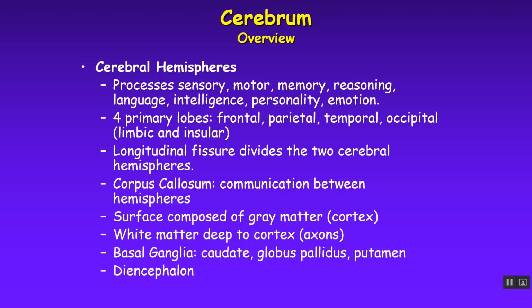The surface is composed of gray matter, just a few millimeters thick. That's where the cell bodies are, mostly, in the cerebrum. All the cell bodies are in that few millimeter thick layer of cortex. You do have a few deep nuclei, the basal ganglia or basal nuclei, that are stuck down in there, made up of the caudate, globus pallidus, and putamen. We'll point those out in a few minutes. And then the diencephalon, which is also cell bodies. It's a group of nuclei, our thalamus and hypothalamus together, essentially. So that's really the cerebrum overview: what's in there, what it does, and some of its major parts and components.